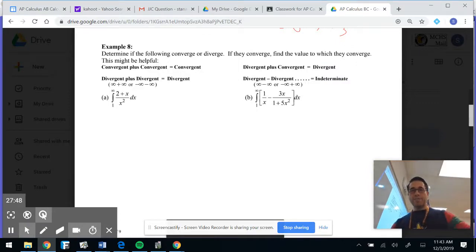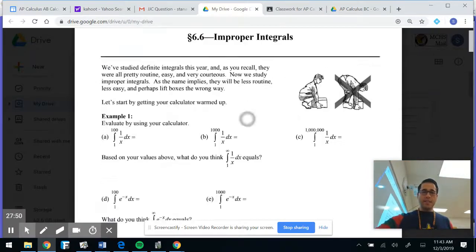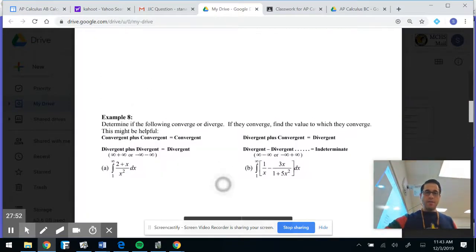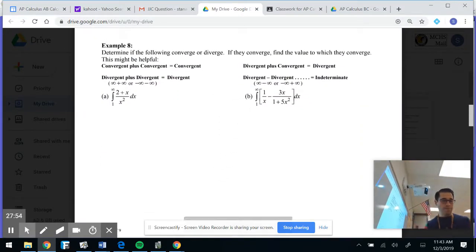Example 8. Let's keep on rolling. You guys are doing an amazing job. Let's go ahead, Example 8. Some special situations that could occur.